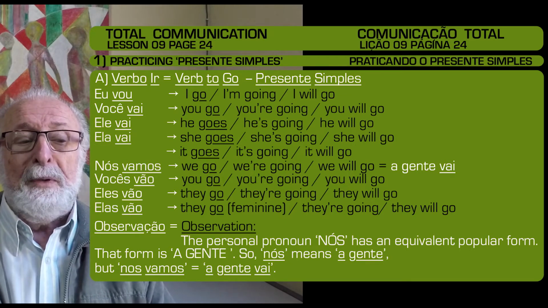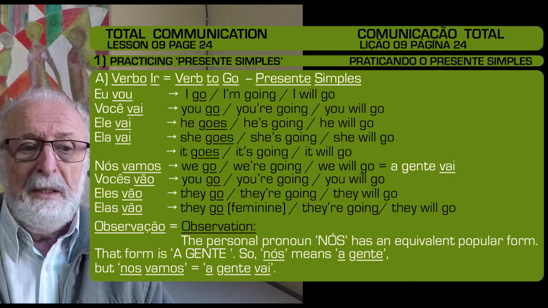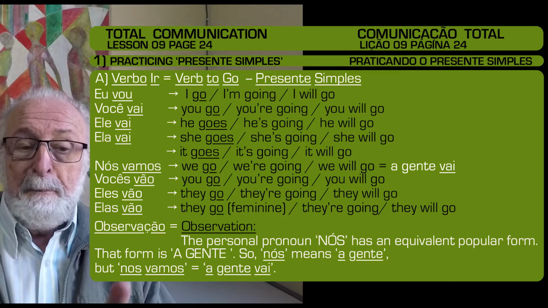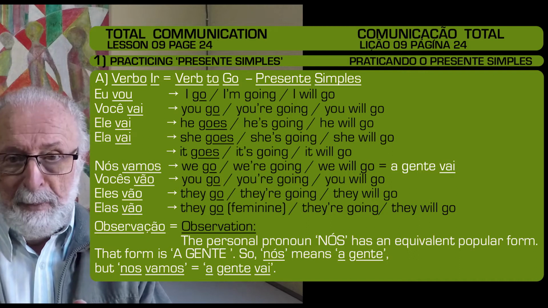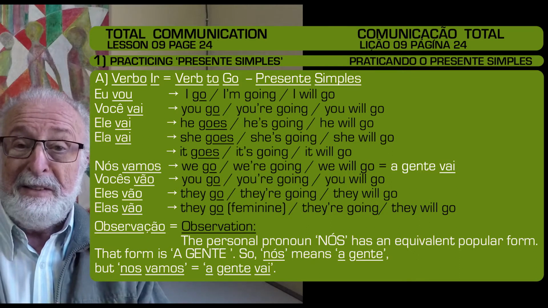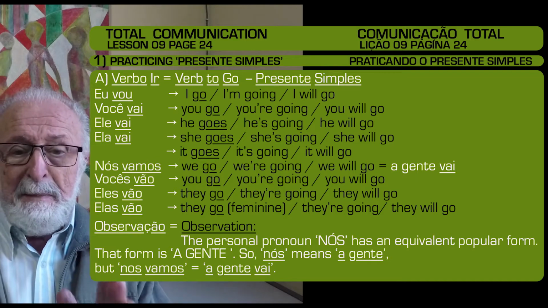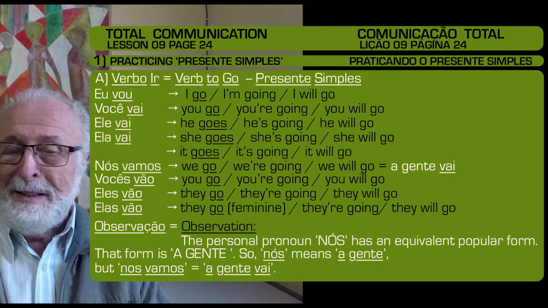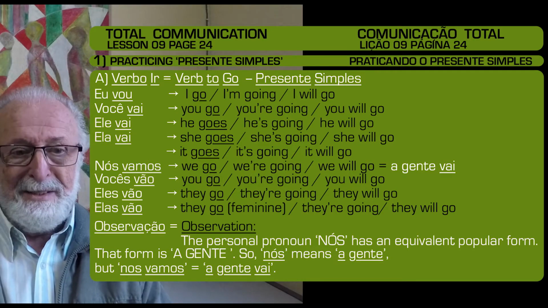Letter A, I put there verbo ir. It means verb to go. I put there presente simples. That's in Portuguese, because I told you that presente simples doesn't mean simple present, just literally, but not in practice.